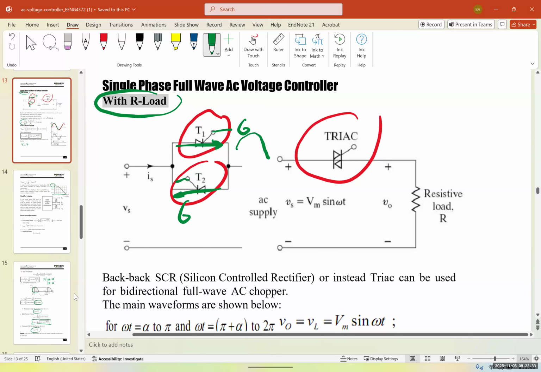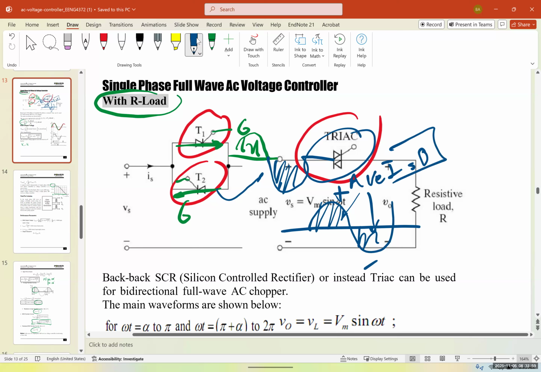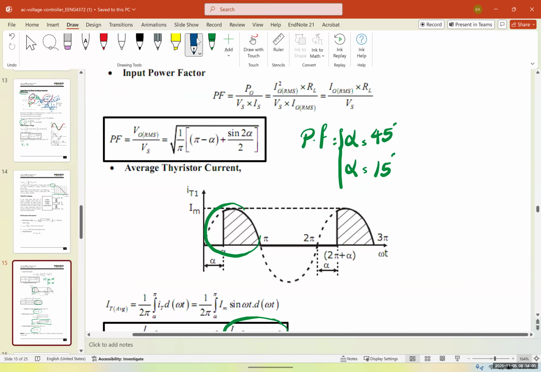So this one is going to be in the positive cycle, for example, and the other one, I'm going to draw it with blue, is going to conduct in the negative cycle. But the triac, because it conducts in both positive and negative, they're going to both cancel each other out because it's symmetrical. Therefore, the average current is going to be equal to 0 for a triac. But for each thyristor, because it's half of that, it's going to be equal to this equation that we had here.